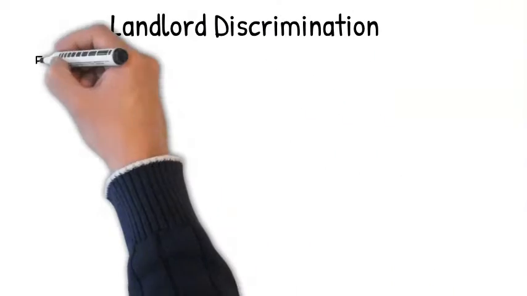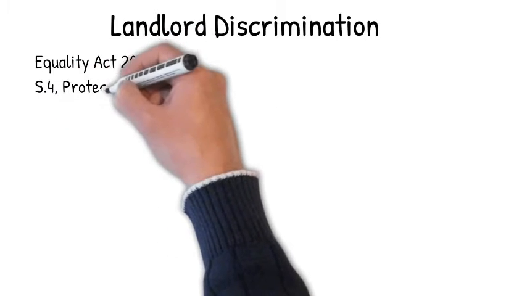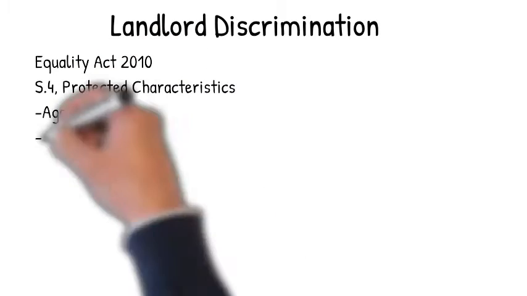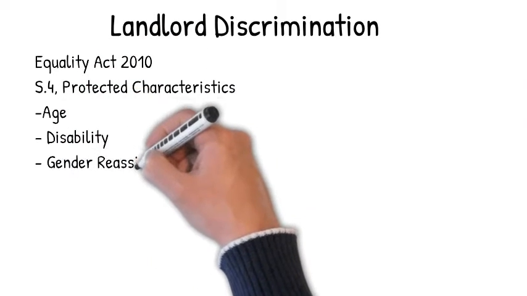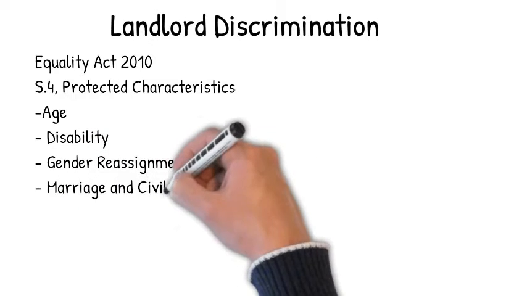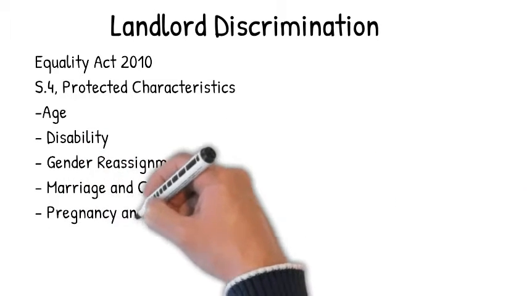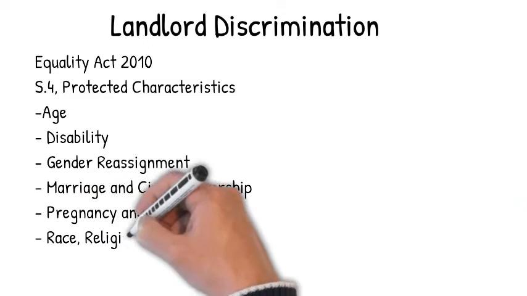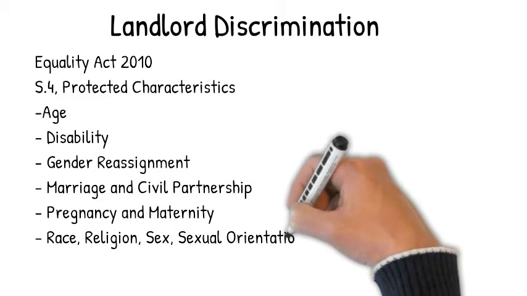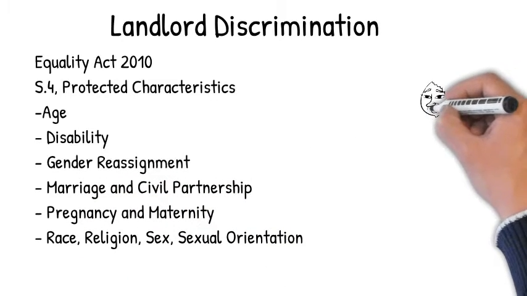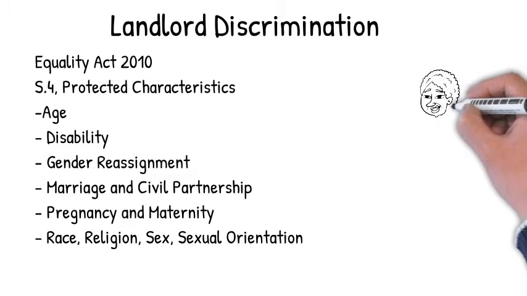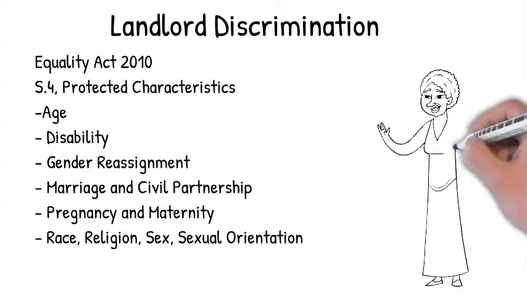It is also worth noting that there are grounds against which the landlord may not discriminate against you, which are listed under Section 4 of the Equality Act 2010 called Protected Characteristics. These include age, disability, gender reassignment, marriage and civil partnership, pregnancy and maternity, race, religion, sex or sexual orientation.